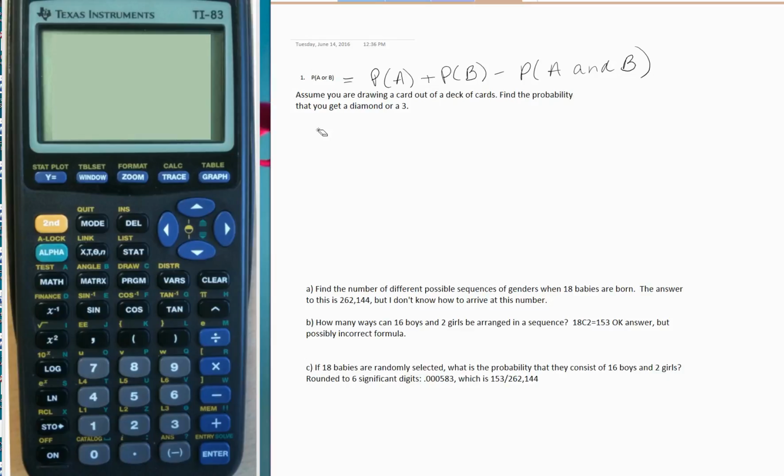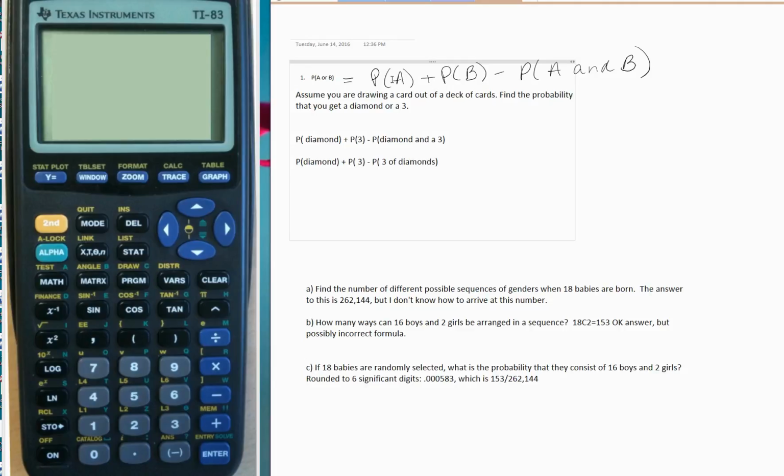And so using this formula, we would have the probability of a diamond card plus the probability of a 3 minus the probability of a diamond and a 3. Now that just means in the same card. So another way of thinking of this, we want to find the probability that we get a diamond card plus the probability of a 3 minus the probability of the 3 of diamonds. Just kind of put it in how we normally think of cards.